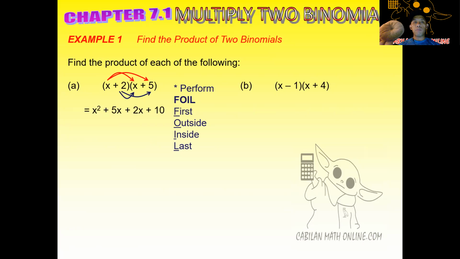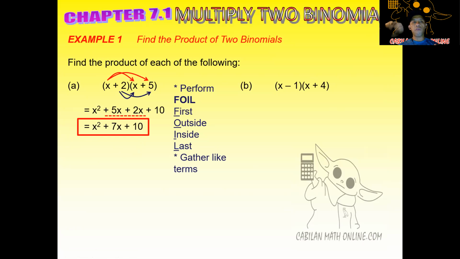So for the final step, you just need to gather the like terms here. And for simplicity in this course, you're just going to take a look at the two terms in the middle and group them together. So when you add the 5x and the 2x together, that's going to give me 7x. So the final answer here will be x squared plus 7x plus 10.